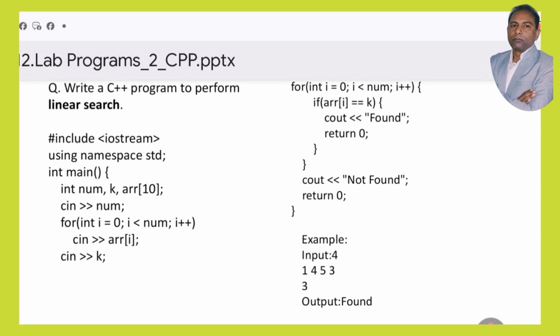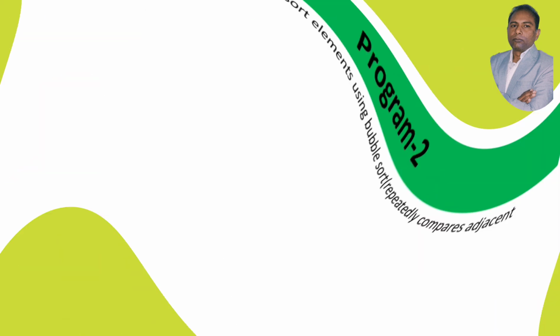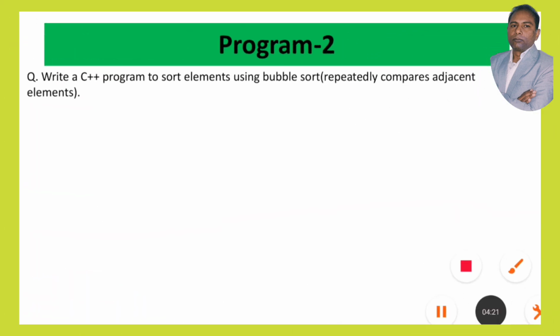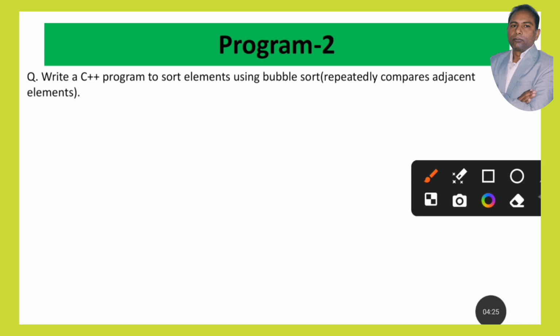Now question number 2 is to write a C++ program to sort elements using bubble sort. So what is the meaning of bubble sort? Bubble sort means arranging the elements in ascending order by comparing the adjacent elements.